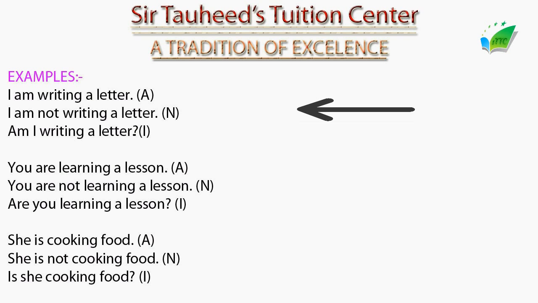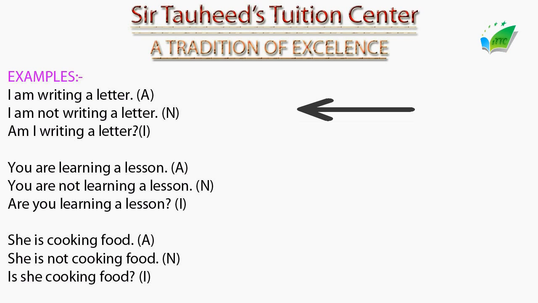And this is an affirmative sentence, so if I want to make this sentence in the negative form, then I have to put not after am, because to make any sentence a negative sentence, we have to use not after the helping verb. Here the helping verb is am, so we will put not after am, and the sentence will become I am not writing a letter. This is a negative sentence.